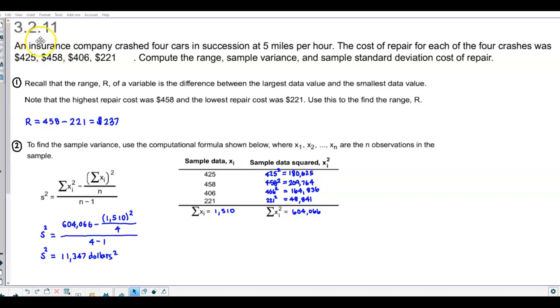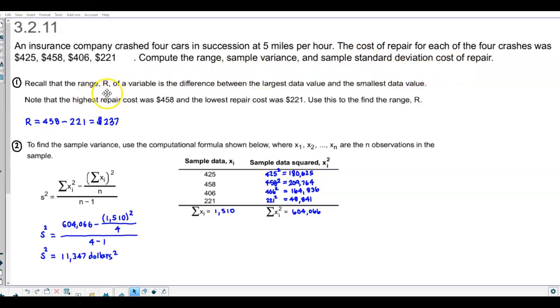Section 3.2.11: an insurance company crashed 4 cars in succession at 5 miles per hour. The cost of repair for each of the 4 crashes was $425, $458, $406, and $221. We want to compute the range, sample variance, and sample standard deviation of the cost of repair.